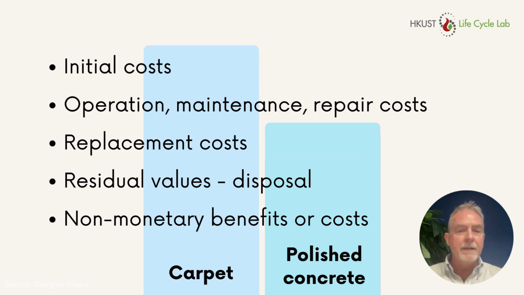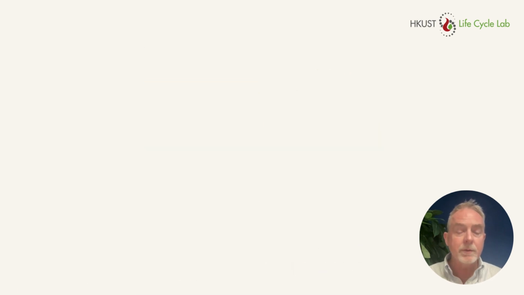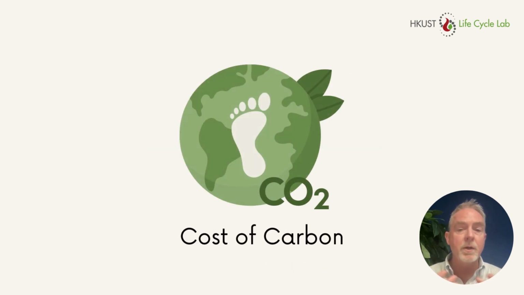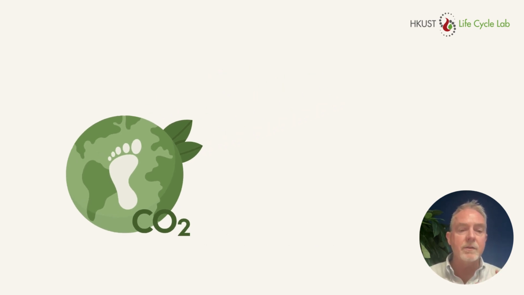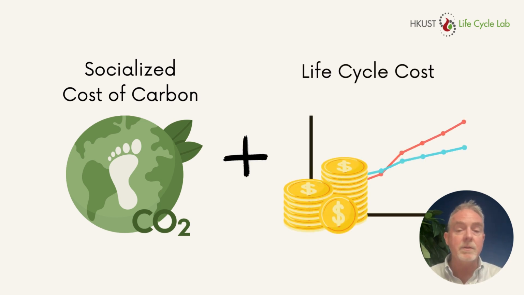Now, in this case, we would have to add both of those things up over time, and what we'd find is one is probably better than the other in terms of these costs. For us, we would also be including the cost of carbon, and we'll talk about that in a future video. But what we are doing is looking at the socialized cost of carbon, and we have to add that into this life cycle cost analysis because what we want to see is if one is more costly in terms of payments and also is one working against us in terms of carbon.